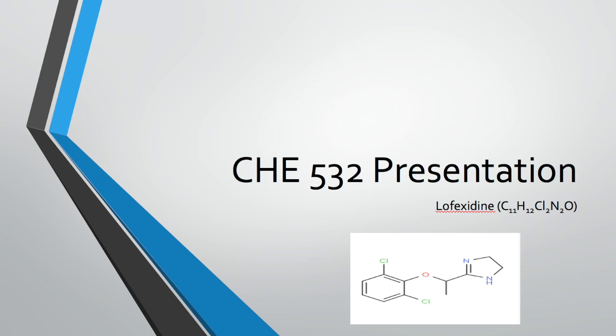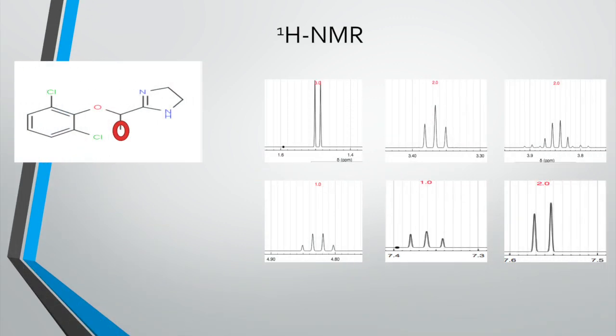For my presentation, I was given the molecule C11H12Cl2N2O, also known as lofexidine. For the H NMR, the first set of protons that we will look at is highlighted on the screen. These protons show up at about 1.5 ppm and produce a doublet.